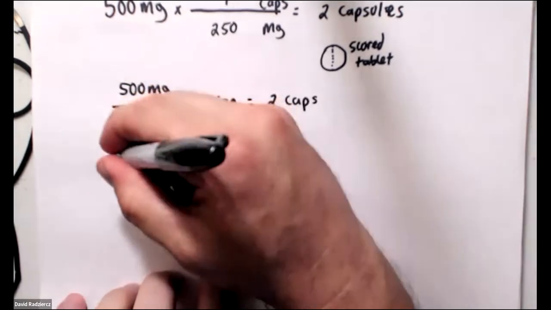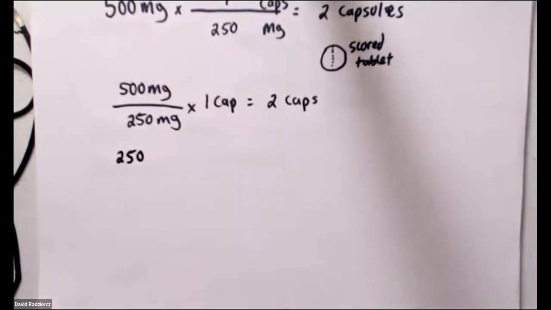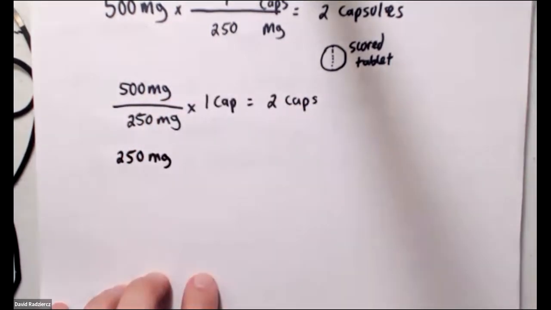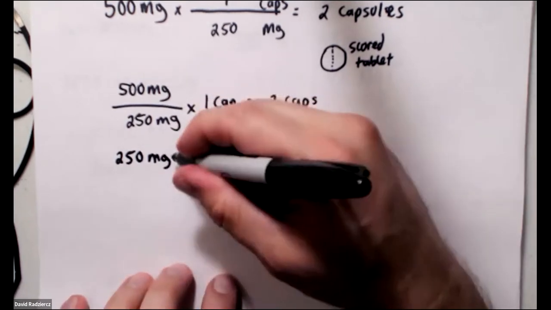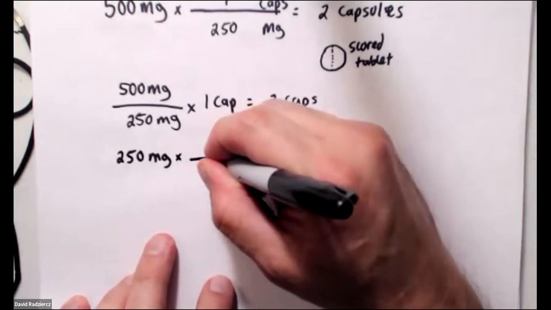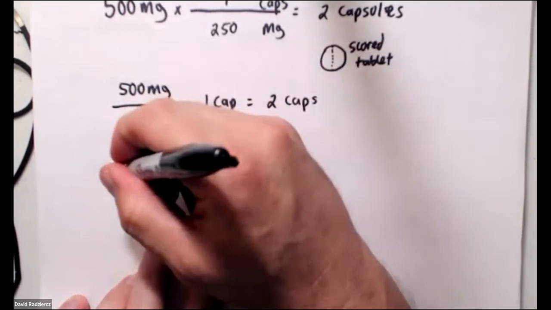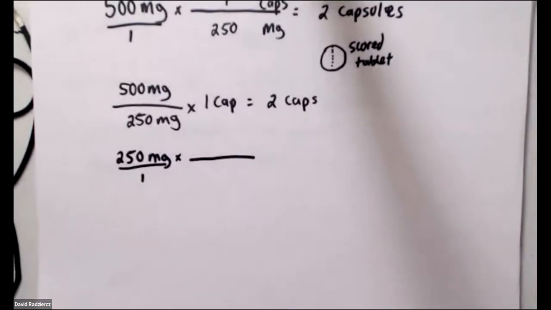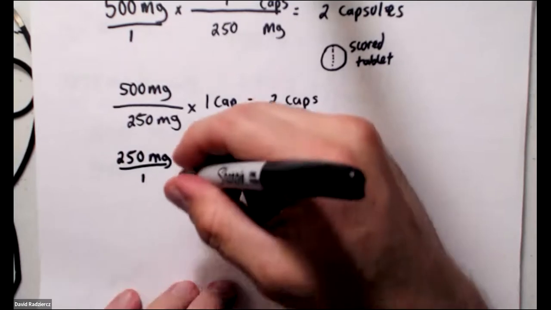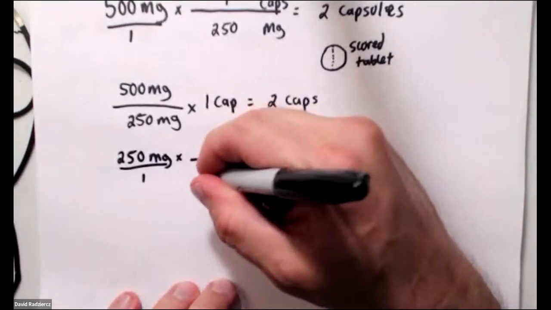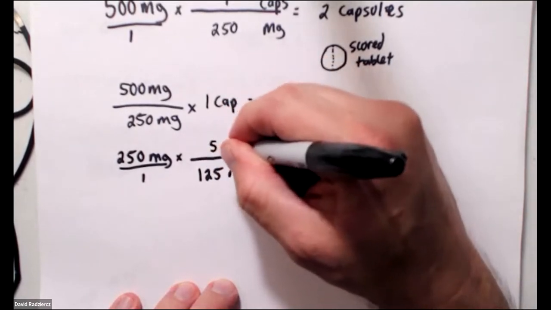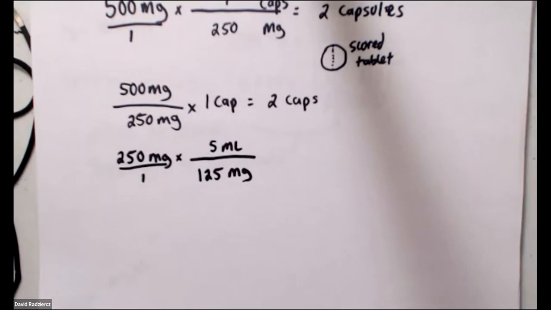So the order is 250 milligrams. That's my order. And what do I have available? I have 125 milligrams per 5 ml. So what I'm going to do is set this up, because I always start off doing a dimensional analysis methodology just to show you both ways. That way, you can ignore one way and focus on the other way. So this is one way that you could set this up.